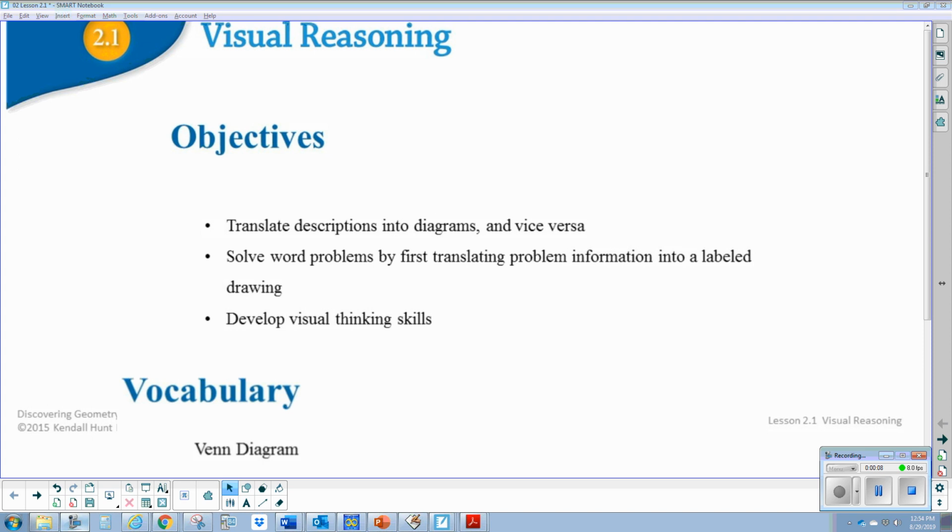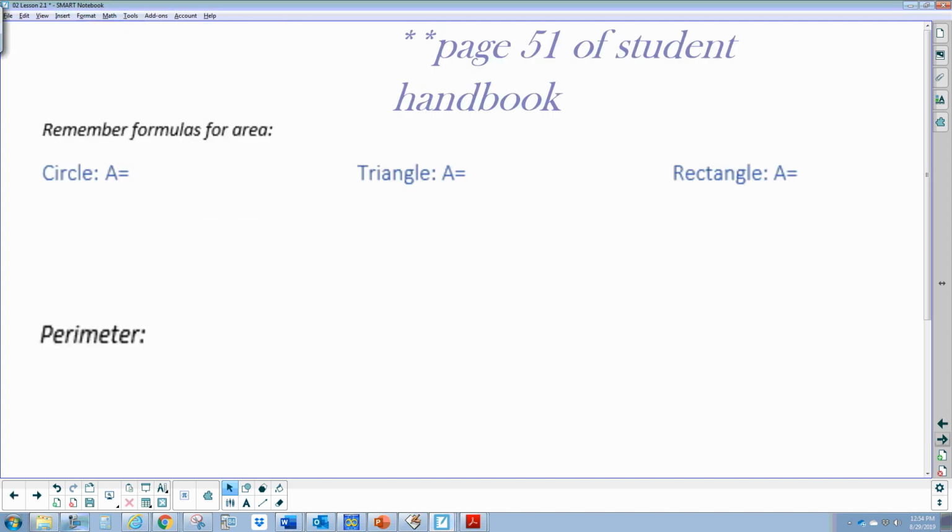This is lesson 2.1 in your textbook, and today we have a new term, Venn diagram, and we'll demonstrate what those look like a little later in the lesson. Something that you may have seen before, so we'll just review the layout and how to read those.